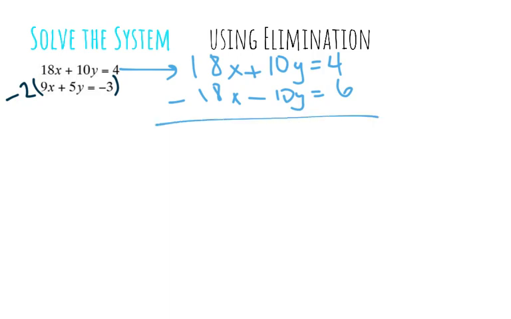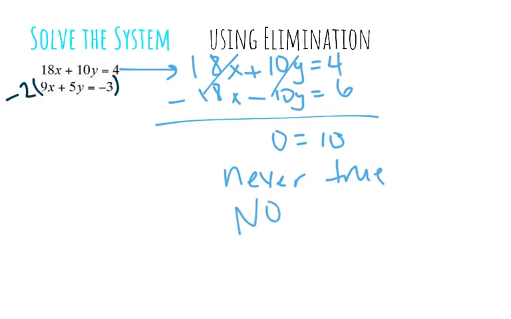So now I'm just going to do some algebra, right? 18x minus 18x gives me 0. 10y minus 10y gives me 0. So I have 0 on the left, and that's going to equal 10. And does 0 equal 10? No. So we know that this is never true, right? So this is giving us an example of no solution.